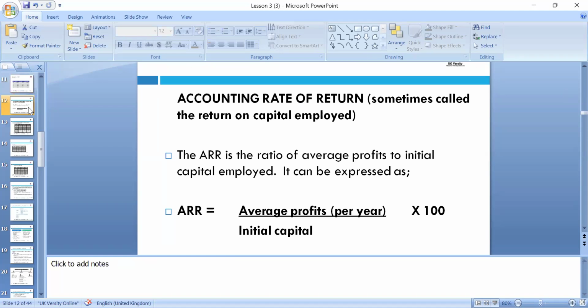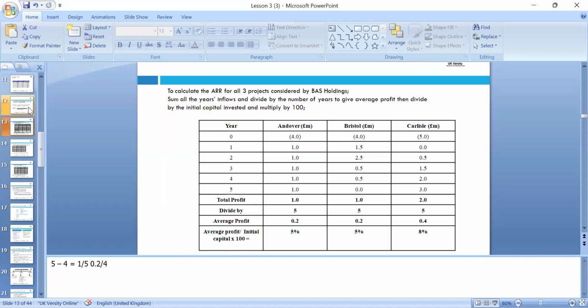Then we have another investment appraisal method, which is called ARR. It's called average rate of return, or average profit. The formula is average profit divided by initial investment times 100. If we compare one project with another, whichever project has a higher ARR, you accept that project. You have option A, option B, option C, and you look at the return per option. Let's look at an example, it makes more sense.